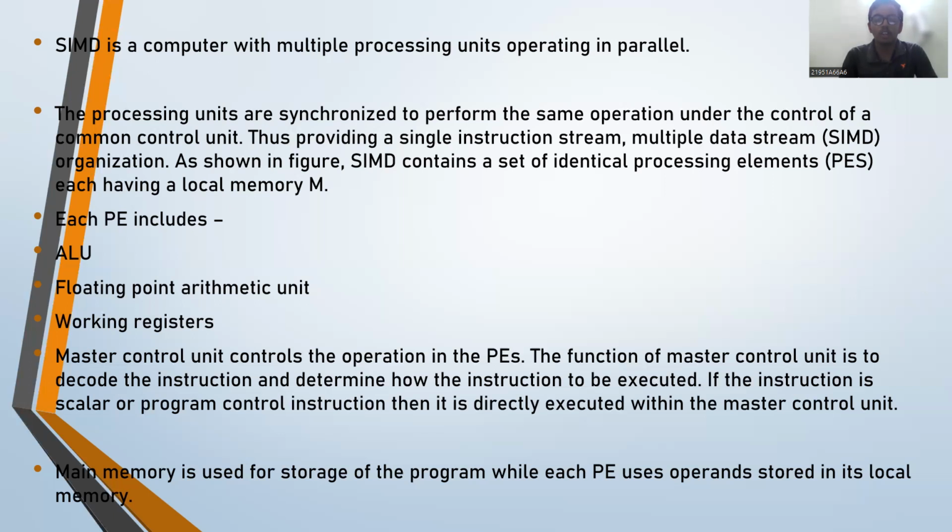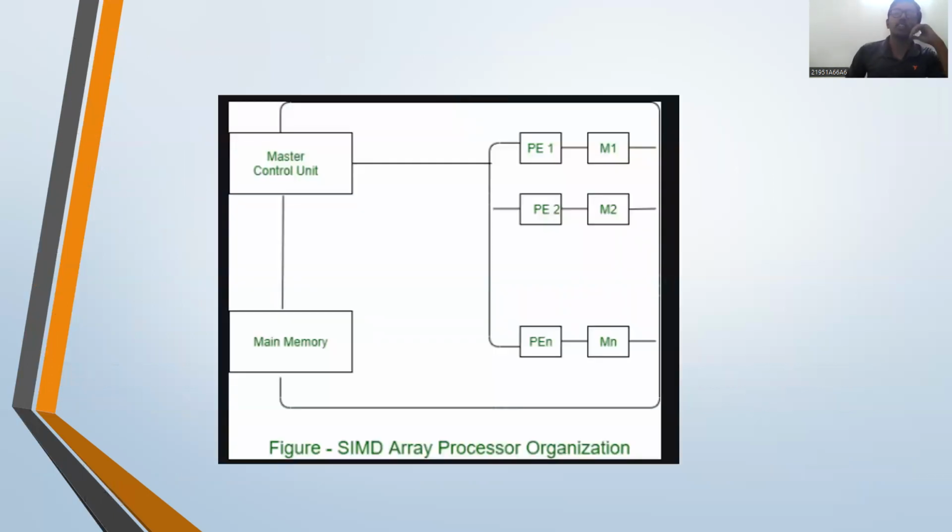Master control unit controls the operation in the PEs. The function of master control unit is to decode the instruction and determine how the instruction is to be executed. If the instruction is a scalar or program control instruction, then it is directly executed within the master control unit. The main memory is used for storage of the program, while each PE uses operands stored in its local memory. This is the master control unit, and this is PE1 M1, PE2 M2, that is connected to main memory.